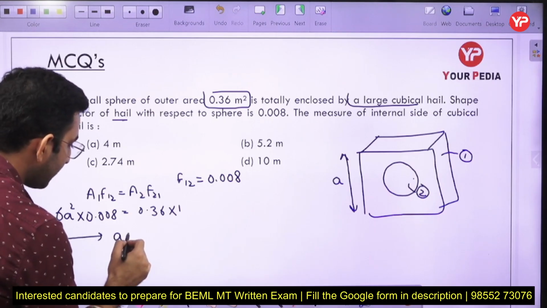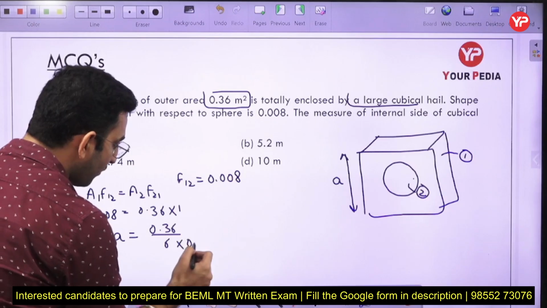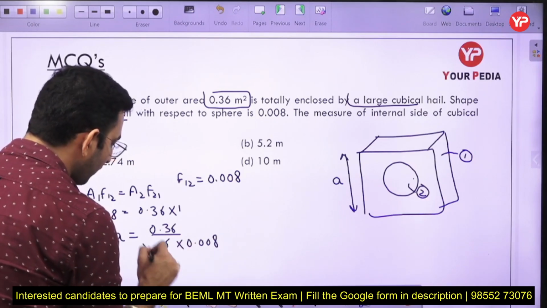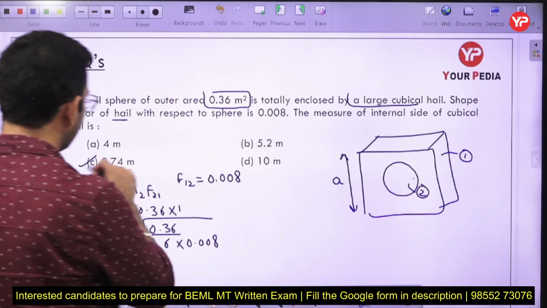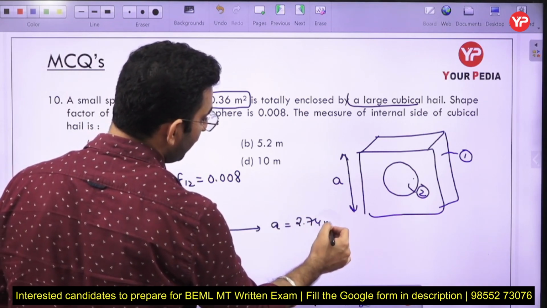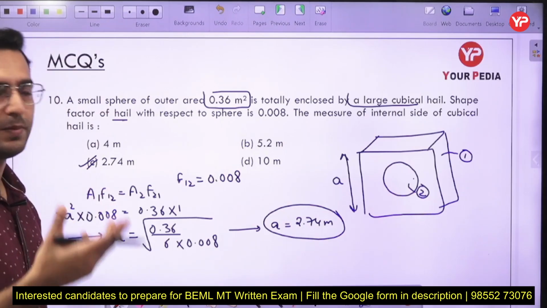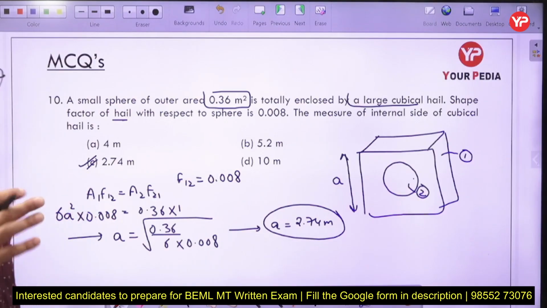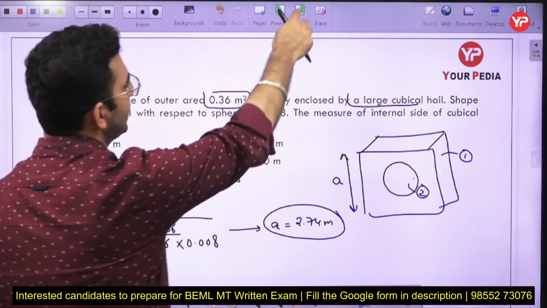So if you just solve this expression, you are going to see 0.36 divided by 6 multiplied by 0.008 under root. This is the final expression you are going to see here. And the final answer of this question will be equivalent to 2.74 meter. So just solve it and get your final answer, that is 2.74 meter. You can see the number of numerical questions may be more here, and the level of the numerical questions is not so difficult, it is going to be moderate only. So you can solve this problem very easily.